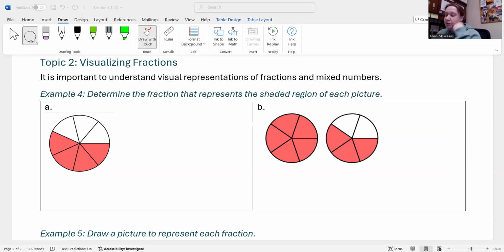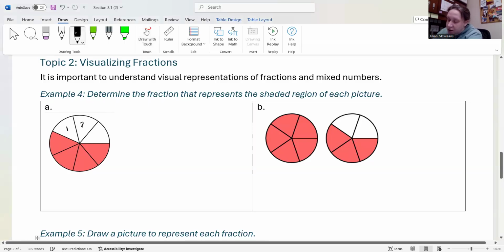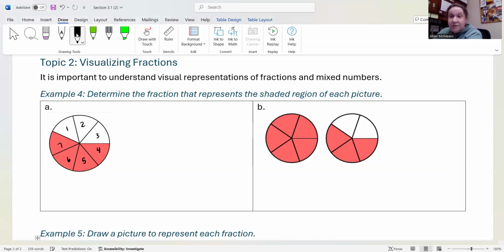Okay, so for example 4, it says determine the fraction that represents the shaded region of each picture. Okay, well, if we look at part A, we have this single circle. We can see that the circle has been split into 1, 2, 3, 4, 5, 6, 7 pieces. And we already know that the denominator is how many equal sized pieces we're considering. So our denominator here is going to be 7. Now, the directions very clearly say what fraction represents the shaded region. So let's go back. We're going to renumber.